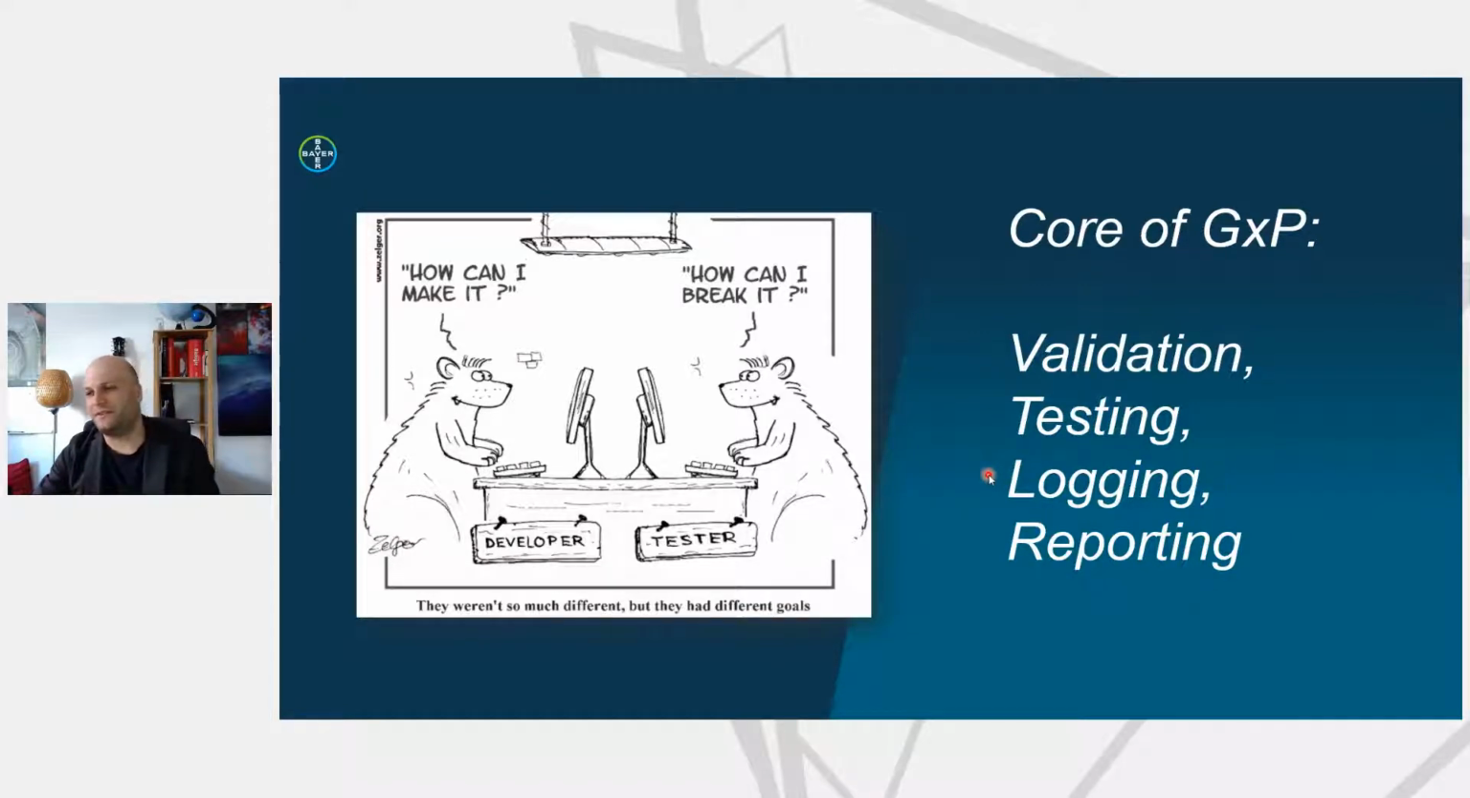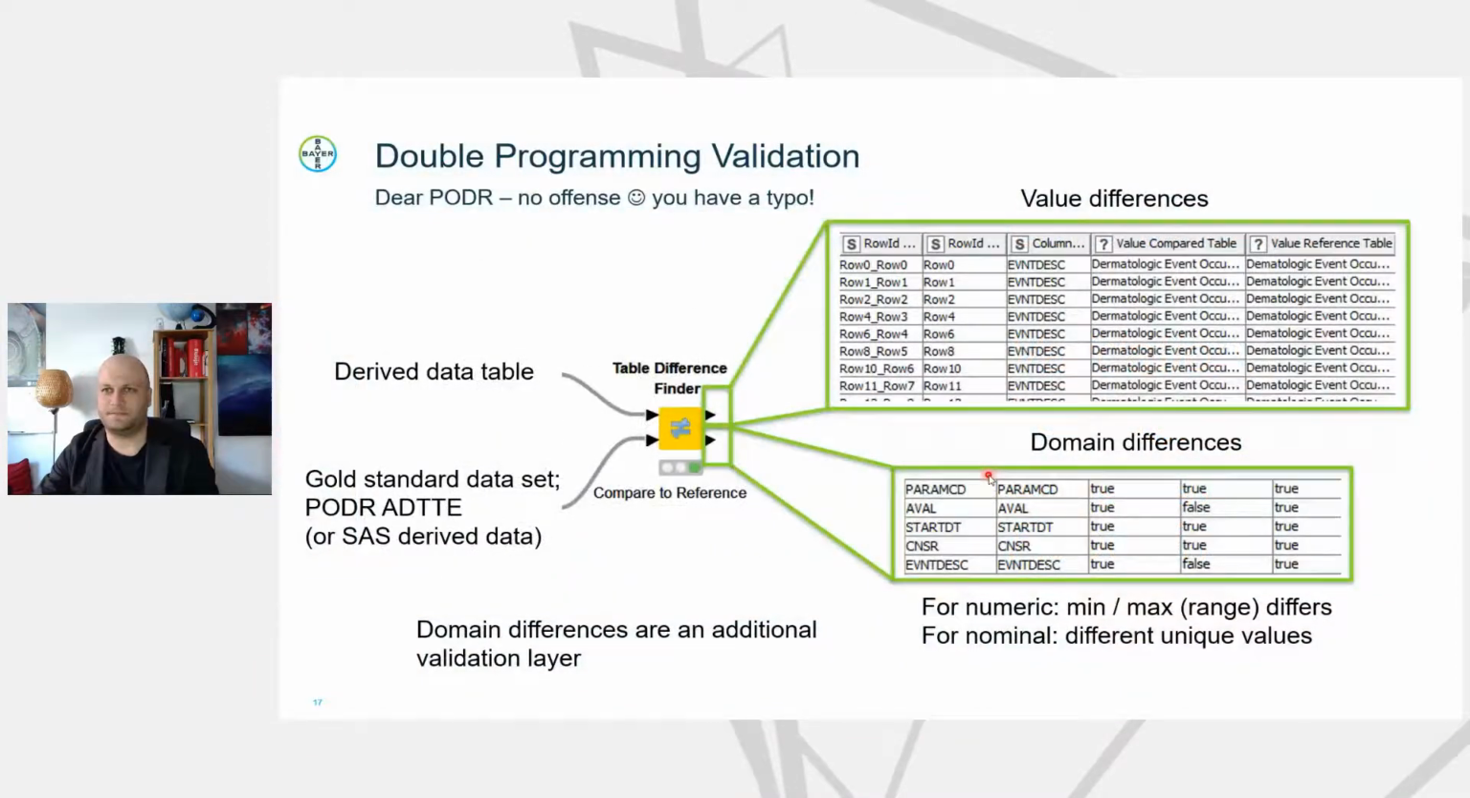And we tested what KNIME has to offer here. Because that is usually the first question you are asked if you demonstrate a new technology to statistical programmers or clinical programmers, they will immediately ask, is it validated or can you validate it? And this is why we put some emphasis here. So what is very useful is the KNIME table difference finder, which allows you to find value differences. So for example, we literally found a typo here in the PODR repository. So here an R is missing in this event description.